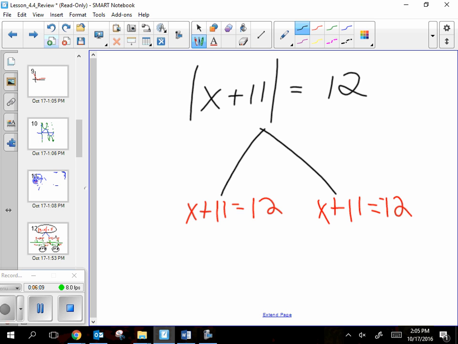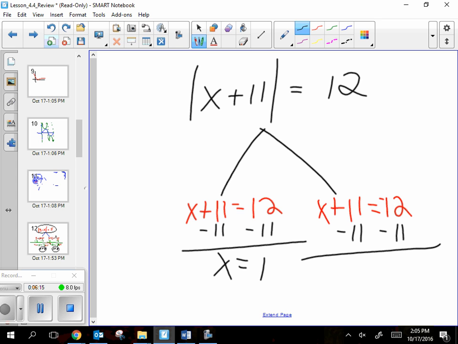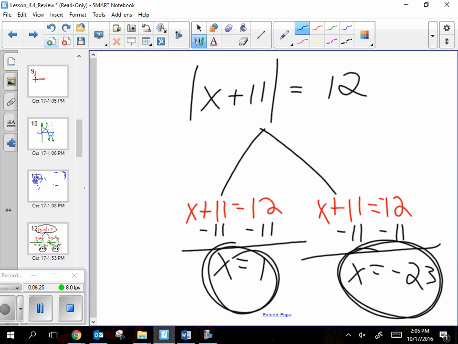All right, so we have negative 11 on both sides. Draw the line. x equals 1. Minus 11 on both sides. x equals negative 20. How many total would there be? 23. Very good. Positive 1, negative 23. You now know absolute values.